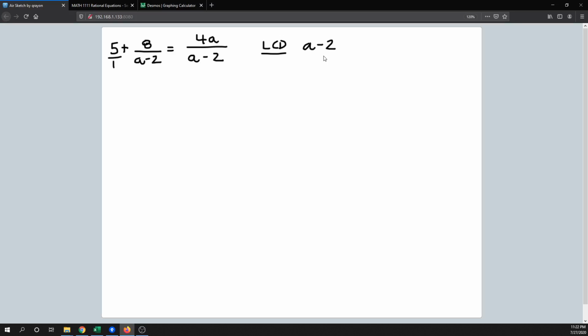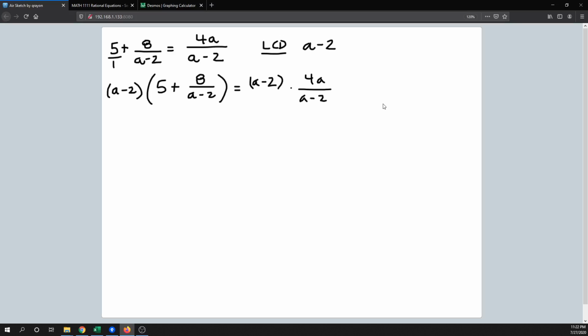All right, so once you find the LCD, then you would multiply through both sides of the equation by the LCD. Over here on the left side, this needs to be in parentheses, as does the a minus 2. I don't need to distribute over here on the right-hand side, so there are no parentheses over here.